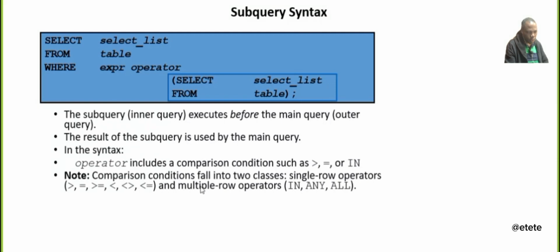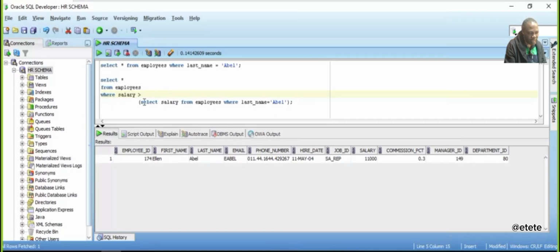Note, comparison conditions fall into two classes, single row operators and multiple row operators. When you use these operators, you are expecting your subquery to return one single column and one single row. One column, one row. That is what your query is going to return. If your query is going to return multiple rows, you can't use any of these operators; it is the other ones you will use.